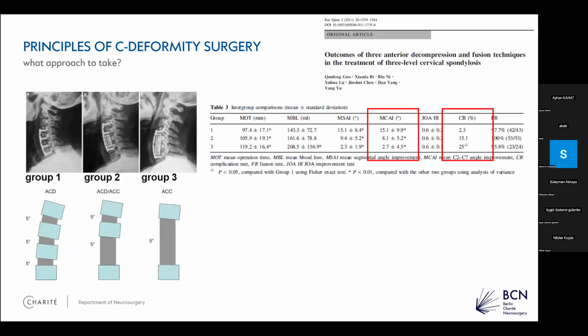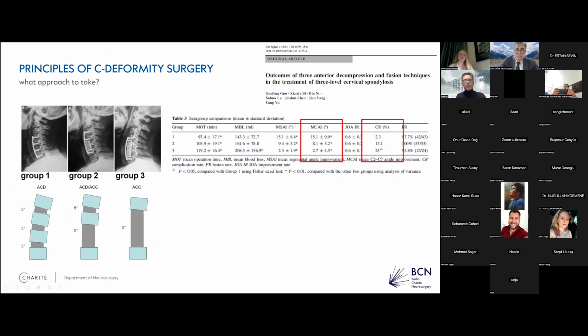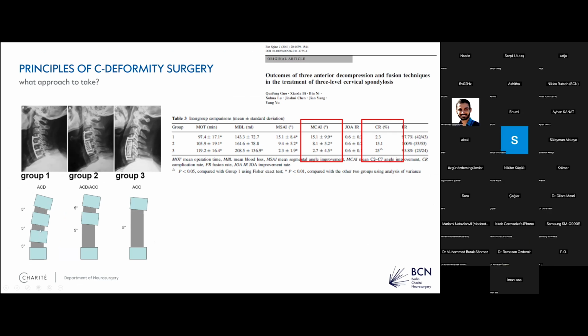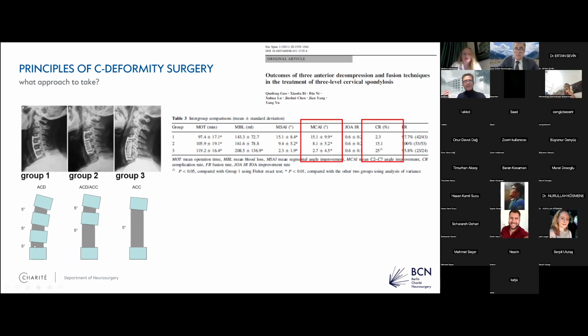Okay, now let's talk about, if you come from anterior, how much can you correct? This is a long ongoing discussion. Obviously, if you're using multiple cages, this is not only giving you a more solid construct, it also gives you more opportunities for relordosing. With every cage that you place, you can gain classically 5 to 8 degrees, but depending on your anterior release and depending on the cage that you are using, with bigger cages, you can even achieve more than the classical 5 to 8 degrees.